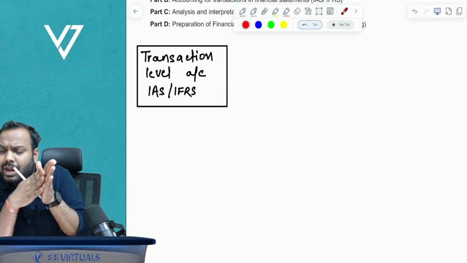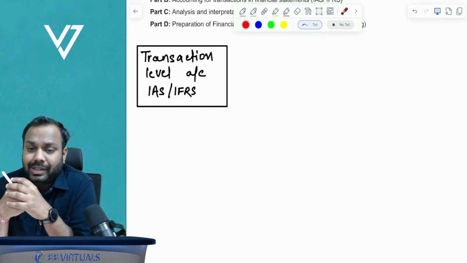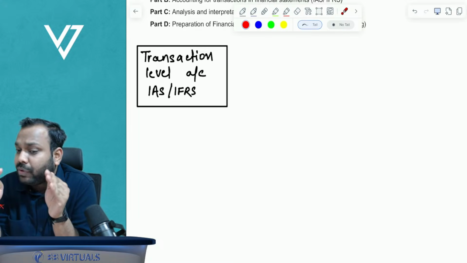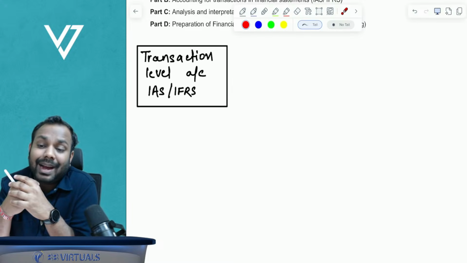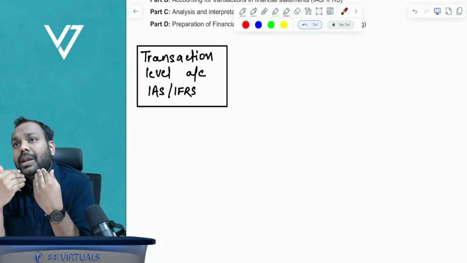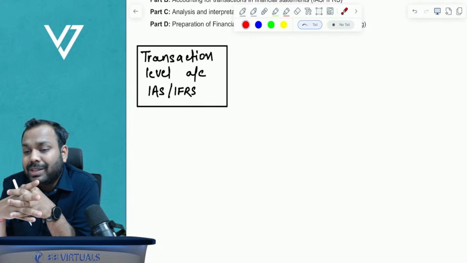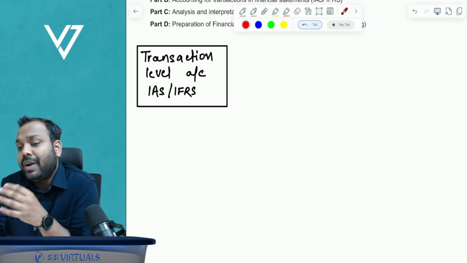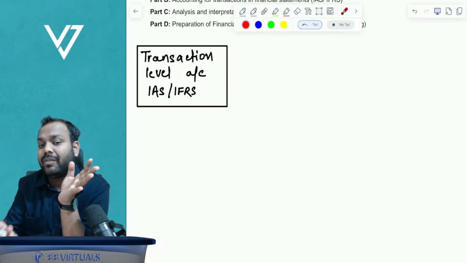So basically we will apply all the accounting treatments as per the given standards, IAS or IFRS. Suppose we purchase any asset, then we'll apply IAS 16 on property, plant and equipment. Suppose we incur any finance cost, we will apply IAS 23 for the accounting treatment. So for each and every transaction, there is an accounting standard which we have to apply. This is the first stage, transaction level accounting.